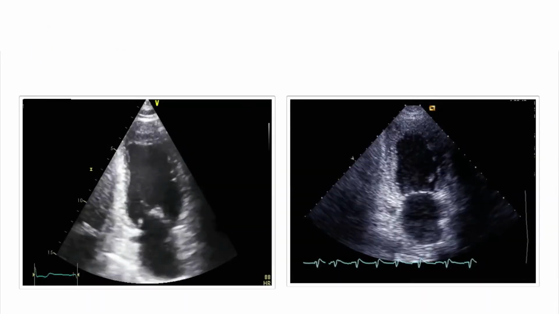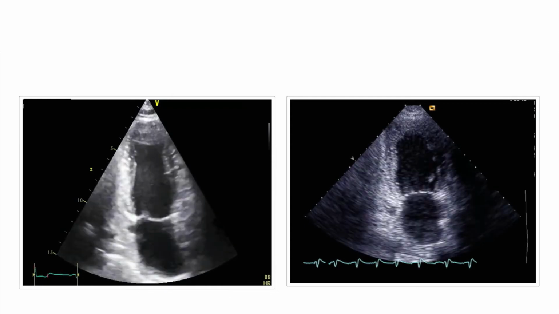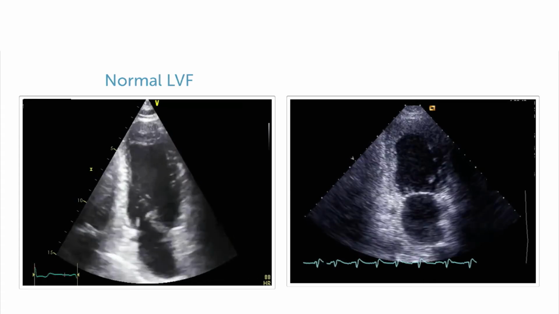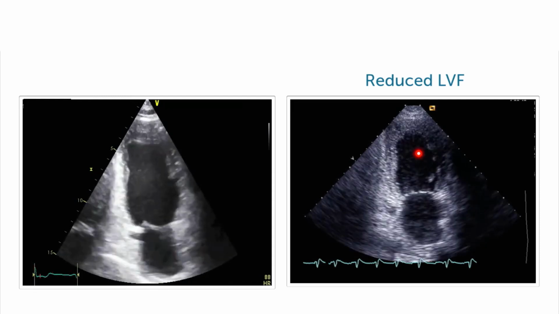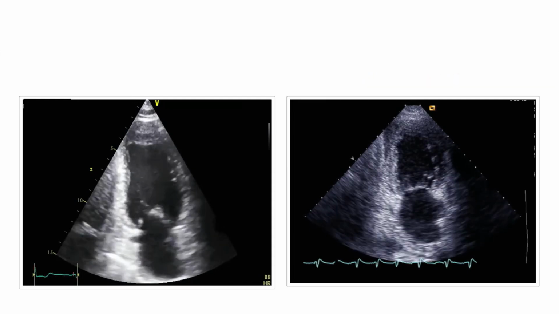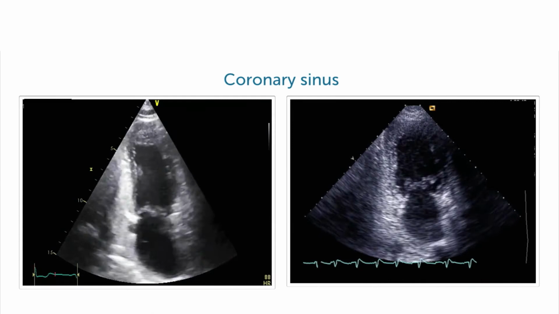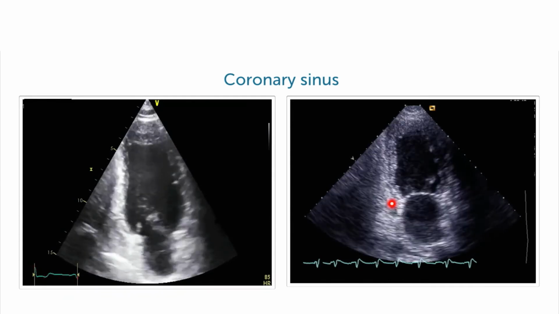And here are some examples of pathologies in 2-chamber view. So on the left, we have a normal heart. On the right, you can appreciate the left ventricular function is reduced. So 2-chamber view also for global function. And here, this small round structure, as you can see, is the coronary sinus. Yes, it's definitely coronary sinus because it's located right on the junction between the left ventricle and the left atrium. So this here is the coronary sinus here.